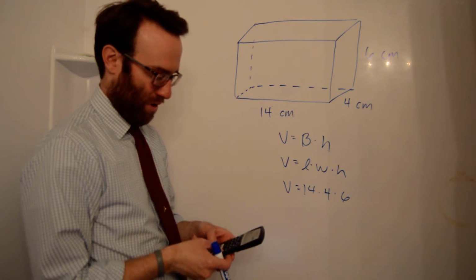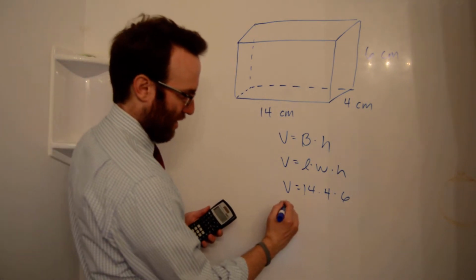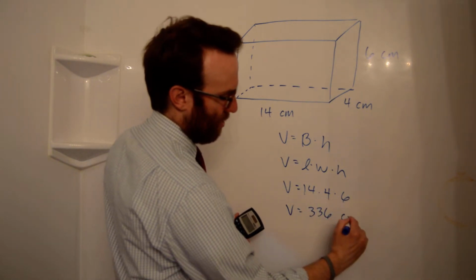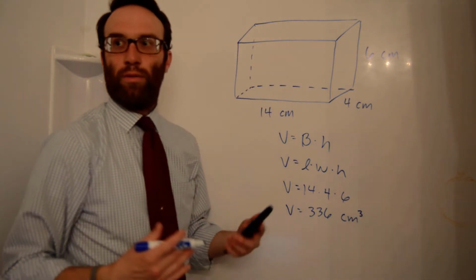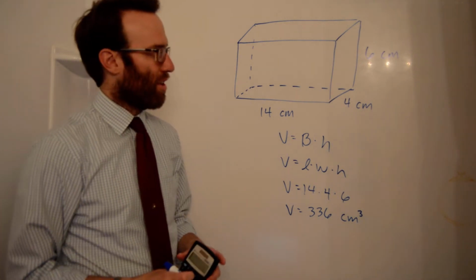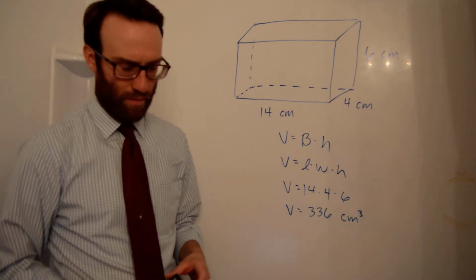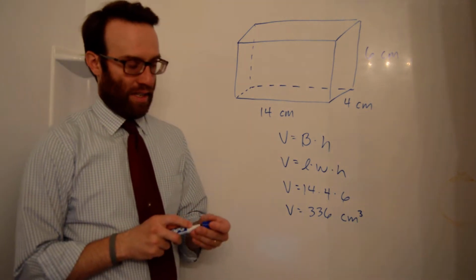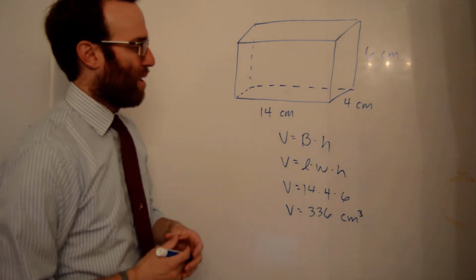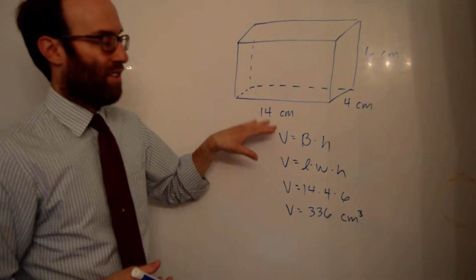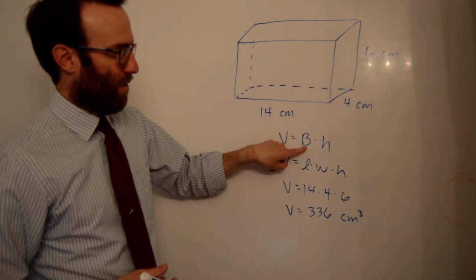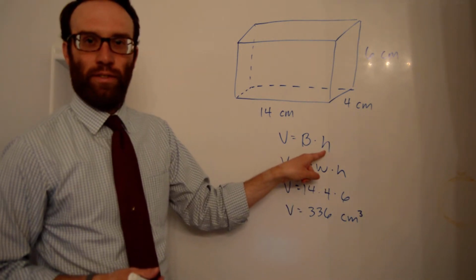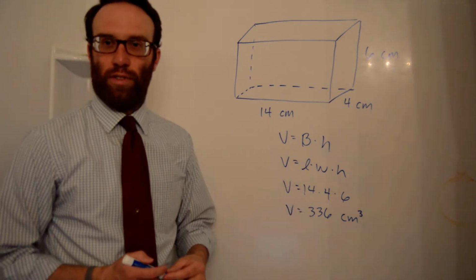14 times 4 times 6 gives me a volume of 336, and it's still cubic centimeters. It's always going to be that cubic unit when we're talking about volume. And so I'm going to set that down and find the cap. But again, our review of this problem, okay, prisms, this is a rectangular prism, area of the base, which in this case is length times width, times the height of the figure, gets you its volume.